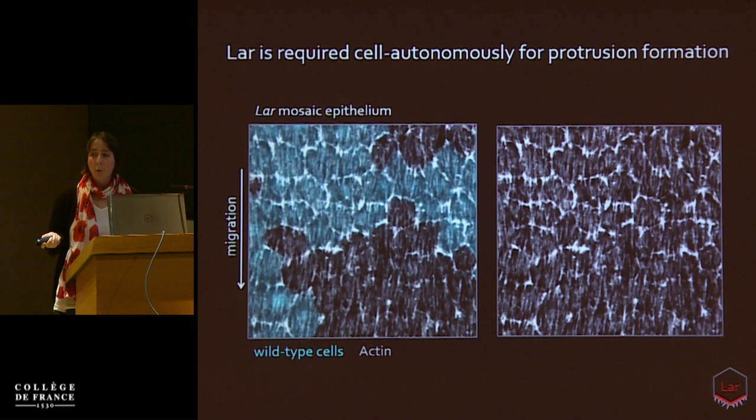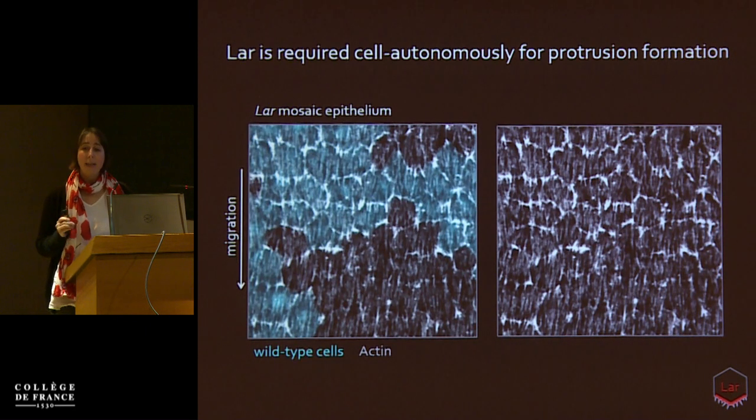LAR is also required for protrusion formation. In this case, it's happening on a cell-autonomous basis, consistent with LAR's localization to the leading edge. I'm not going to take you through these data. I'm just going to tell you that everything about the LAR phenotype is weaker than the FAT2 phenotype. We think that there's likely another leading edge factor that functions partially redundantly with LAR. We're just going to call this factor X. We don't know what it is.